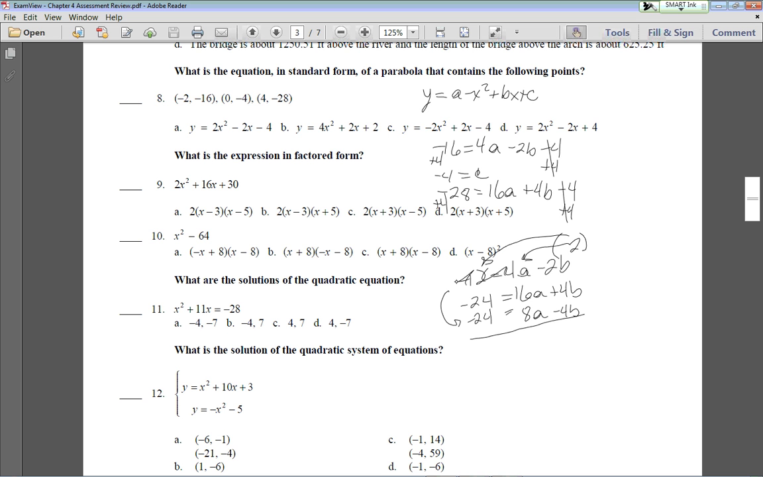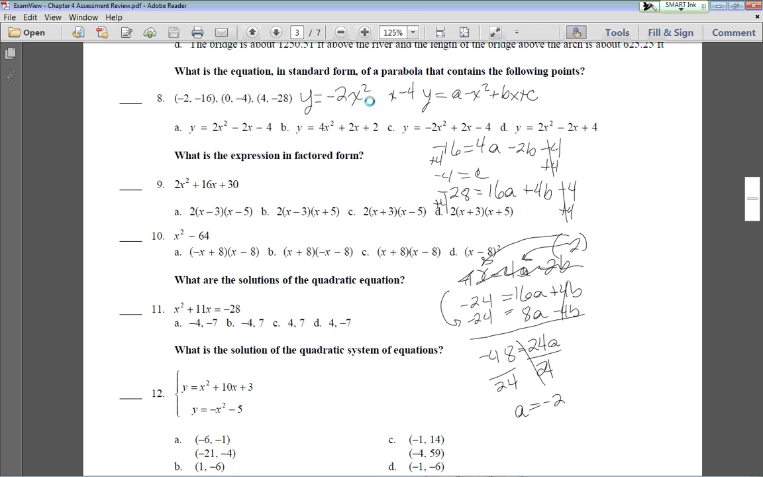So now, we don't look at this equation anymore, we have these 2. So we add them. This is negative 48 equals 24a, and then this cancels out. So now we just have a. So solve for a. Divide off the 24. So negative 48 divided by 24 is negative 2. So we know that y equals negative 2x squared. We don't know b yet, so I'm just going to put an x, and then we know that c is negative 4.